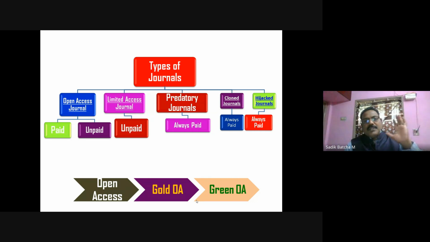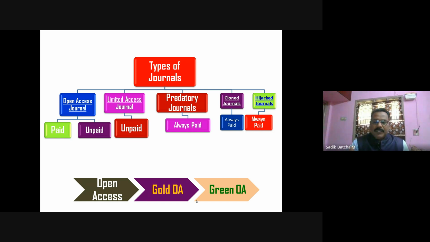So, types of journals. When we talk about the journal market, you can see that there are different types of journals. One is open access journal, another is limited access journal, and then predatory journal, cloned journal, hijacked journal. These are all the types of journals. What is an open access journal?